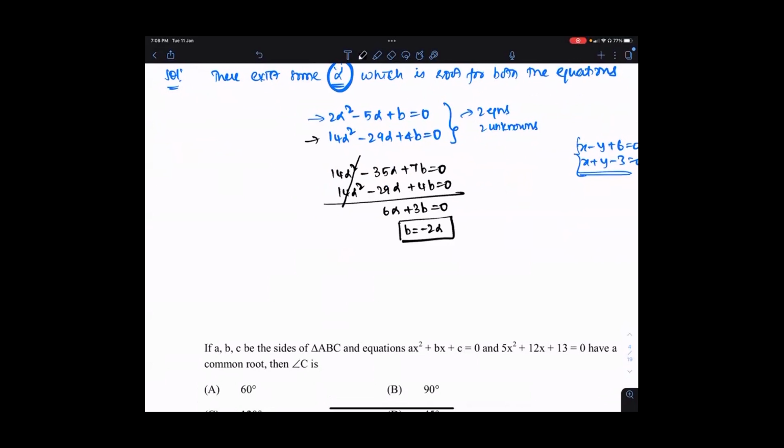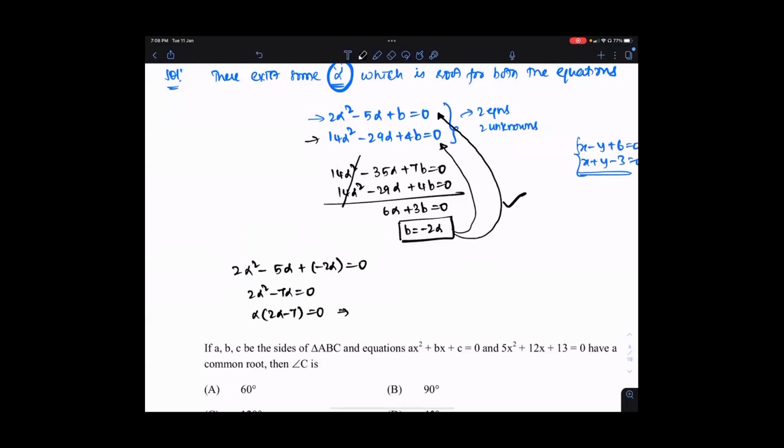Now you substitute this in any one of the equations. Substitute b is minus 2 alpha in the first one. We'll get 2 alpha square minus 5 alpha plus b, and b is minus 2 alpha, equal to 0. So we are getting 2 alpha square minus 7 alpha equal to 0, which is alpha into 2 alpha minus 7 equal to 0, so alpha is 0 or 7 by 2. So we got the values of alpha.